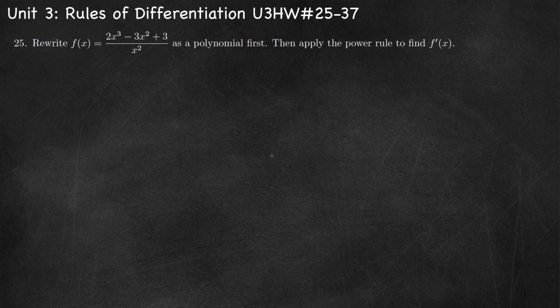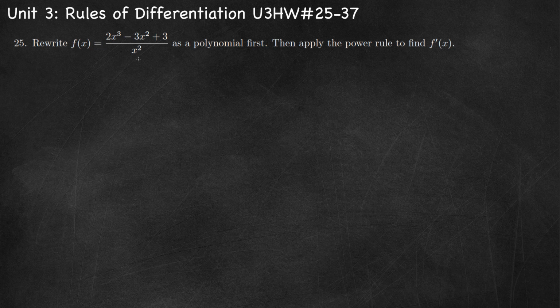Hello, in this video I'll be working through Unit 3 homework problems 25 through 37, and these primarily deal with the quotient rule. Number 25 asks us to rewrite f of x as a polynomial first and then apply the power rule to find f prime of x.